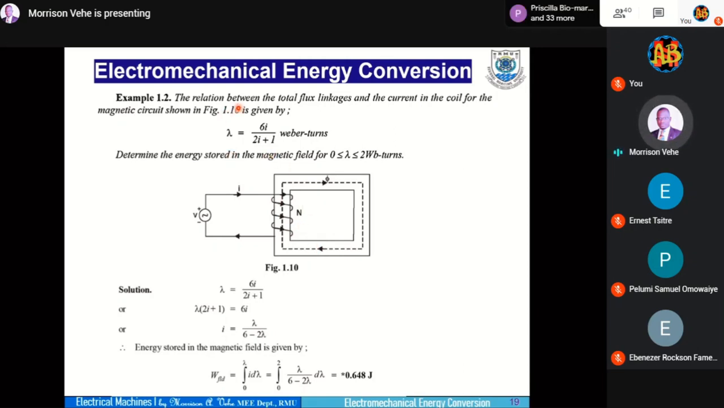So for instance, in this one, a relationship has been given. A relationship between the total flux linkages and the current in the coil of a magnetic circuit in this figure is given by this. So this is our lambda. Lambda is the flux linkage.